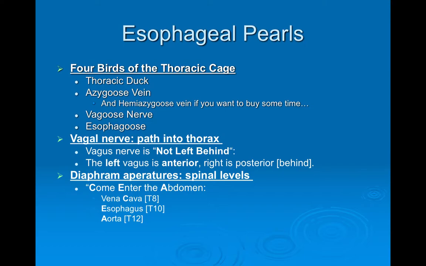And then your diaphragm apertures, as they enter the abdomen. The vena cava is first. It's at T8. So if you can just remember the cava is at T8, you're good to go, because then it's just 2 more to the esophagus and 2 more to the aorta. So caval, esophagus, aorta: 8, 10, 12. Does anyone have any questions?